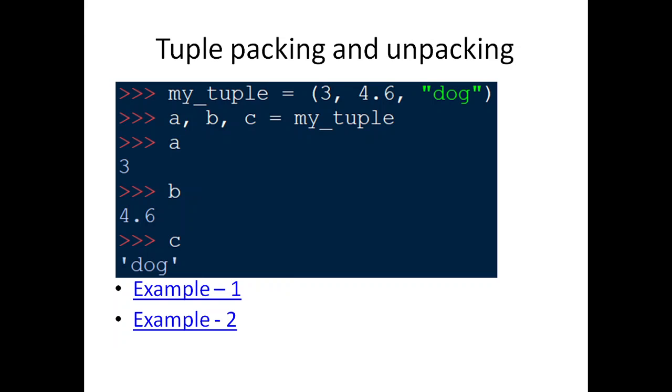Okay. So these are some of the built-in functions. Then we will see what is tuple packing and unpacking. When we assign these values, this is known as tuple packing. If you are assigning my tuple and giving some values, 3, 4.6, dog, then this is known as packing. Unpacking means we are assigning 3 variables A, B, C to the tuple value, A, B, C equal to my tuple. Then if we check A, this will be 3, B will be 4.6 and C will be dog. Okay. So this is known as tuple packing and unpacking.